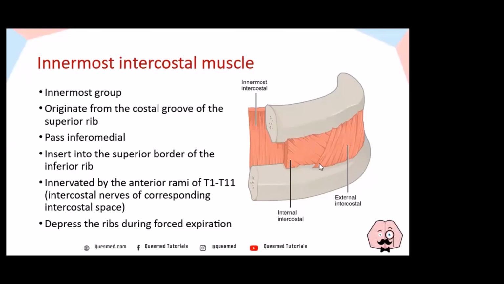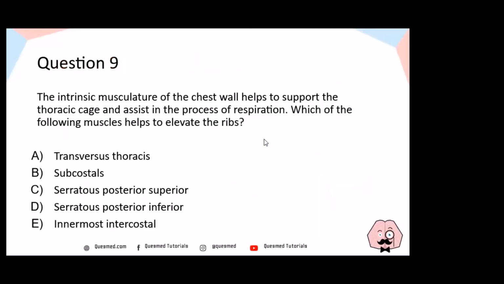And then finally, you've got your innermost intercostal muscles, and they are the deepest muscle. Again, they tend to pass inferomedially. In this diagram, they seem to be a bit more just vertical. Innervated exactly the same way, but again, they are a muscle of expiration, so they depress the ribs and make the thoracic cage smaller.